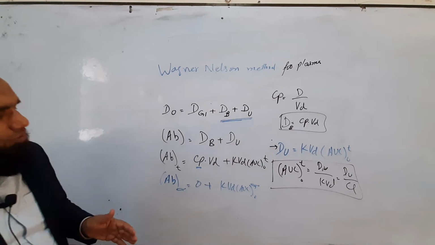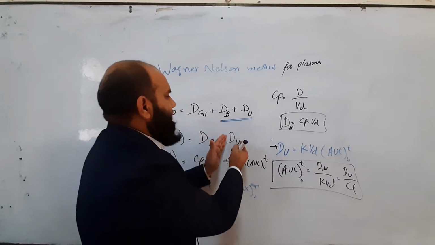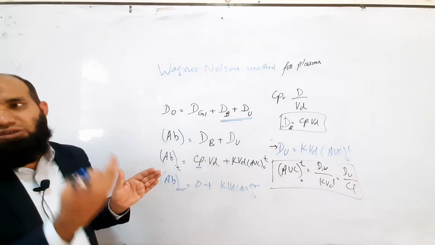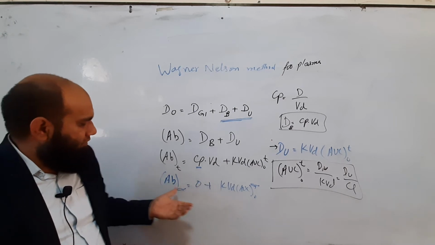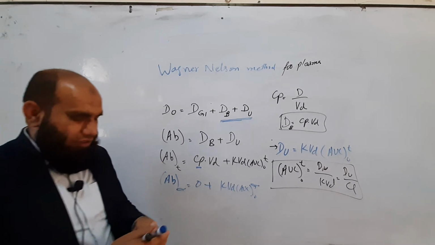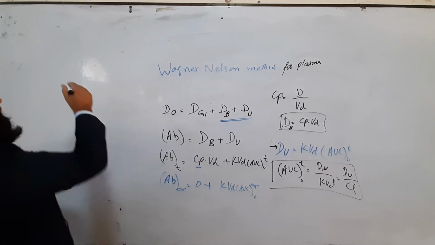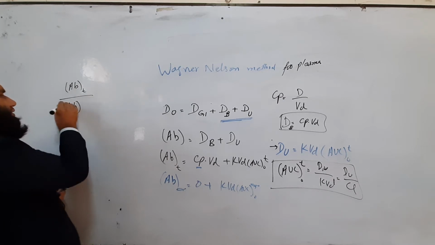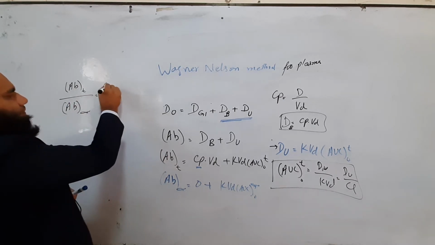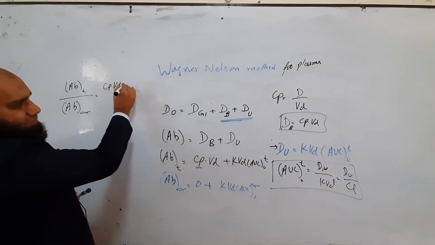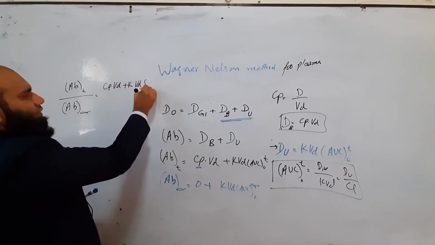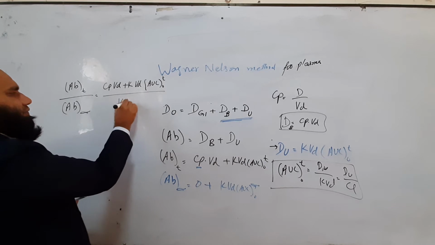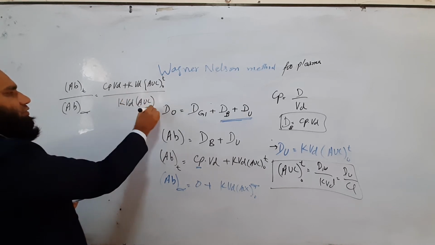Now the total amount of drug present only in the urine area, because the cumulative amount of drug is now present in the urine. So when we write this equation and take the ratio, AB over AB infinity, that is AB at time t over AB at time infinity, is equal to CP VD plus KVD into AUC 0 to t, over KVD AUC 0 to infinity.